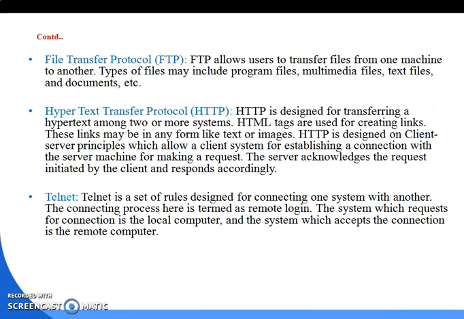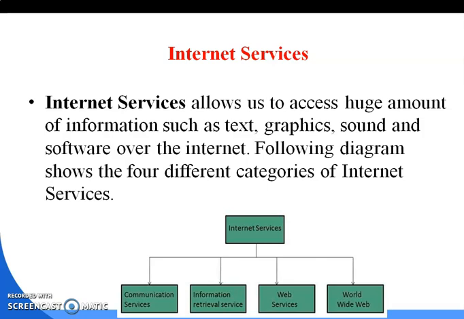Next, come to the service area of the internet. What are the services provided by the internet? It allows us to access a huge amount of information such as text, graphics, sound and software over the internet. The following diagram shows the 4 different categories of internet services: first is communication service, information retrieval service, web service, and the WWW, World Wide Web. So these are the services provided by the internet.